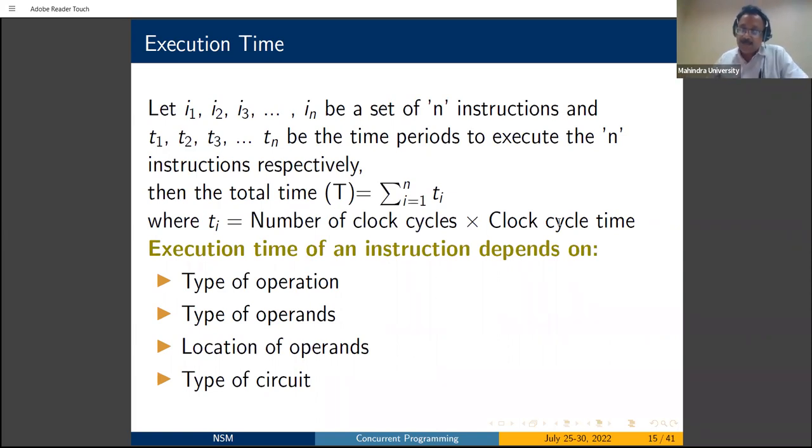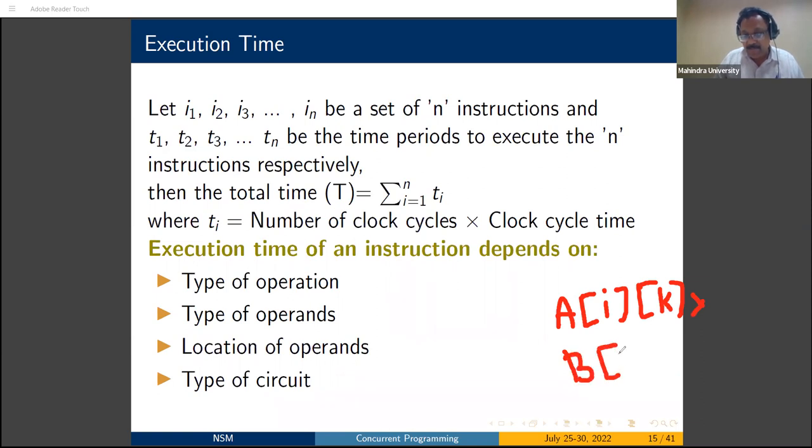Suppose consider the matrix multiplication. In the matrix multiplication, what are we going to do? If you consider a simple matrix multiplication logic, we are going to multiply two matrices. How are you going to multiply? We are going to multiply A of ik with B of kj, where k varies from 1 to something, right? It depends upon the number of columns of the first matrix or the number of rows of the second matrix. We are going to store this in C of ij.